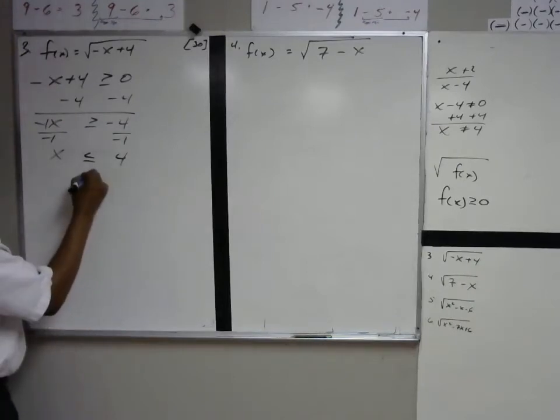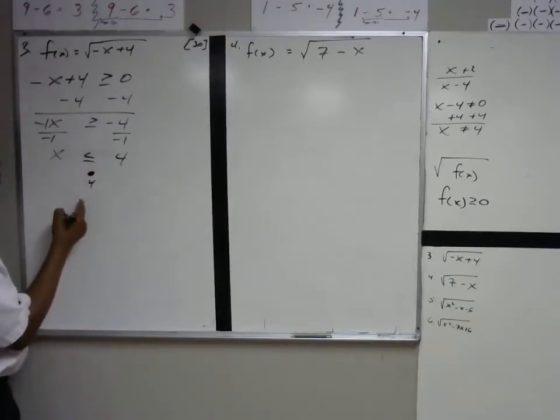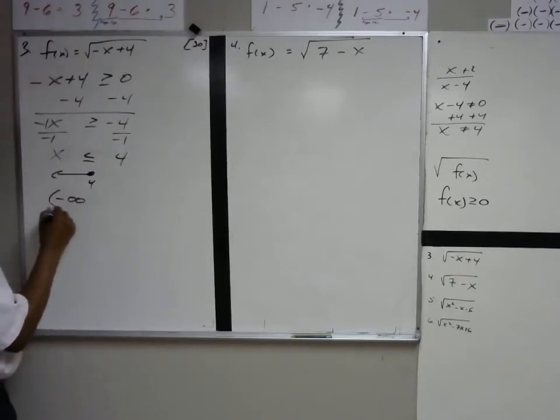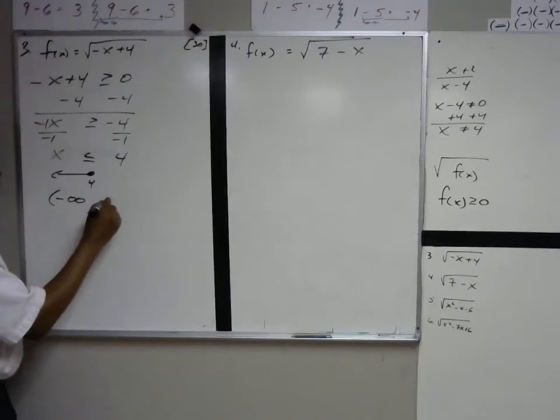The number line for that will be a solid at 4, which means we're including 4, and then all the numbers to the left of that. The interval notation for this will be parentheses negative infinity, to 4 in bracket.